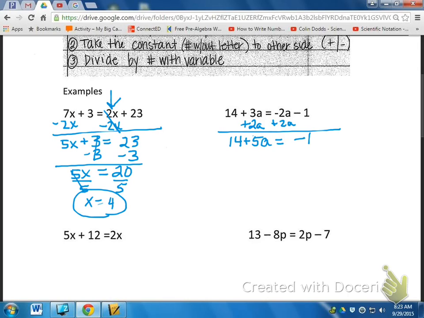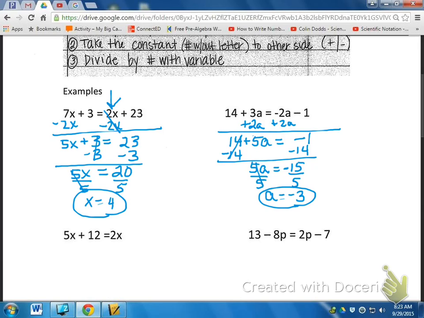Okay, and now what do I do to get my a alone? Subtract 14. 5a equals negative 15. And then finally, what do I do? Yep, divide by 5. a equals negative 3. Good. Questions about that? Okay.